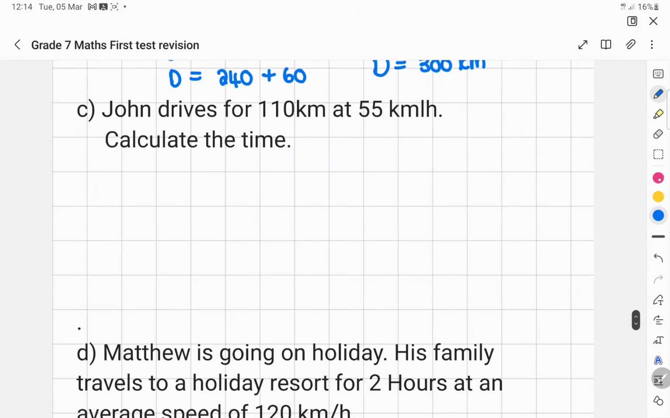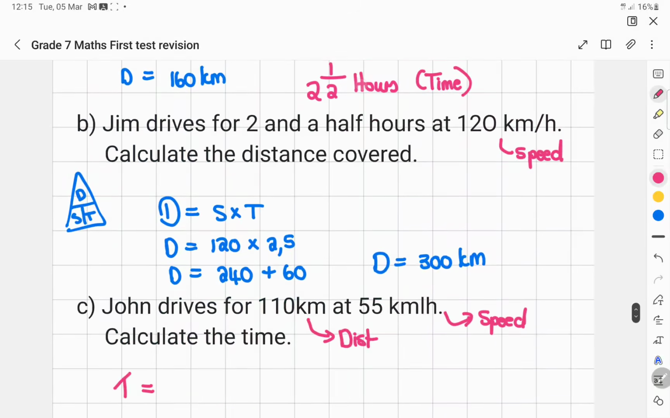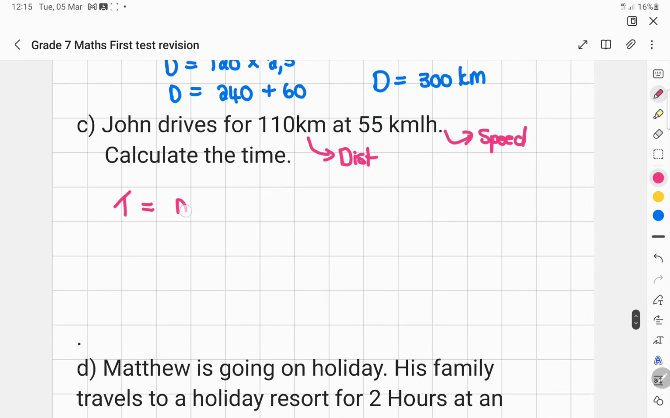Okay, and here they ask you to work out the time. So John drives for 110 kilometers. That is your distance at 55 kilometers per hour. That is your speed. And calculate the time. So time is equal to distance divided by your speed.